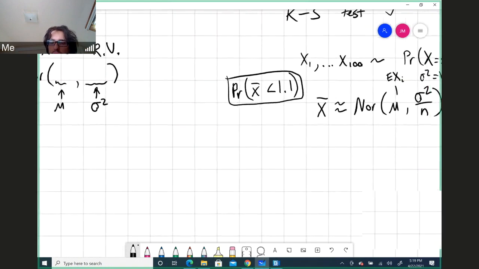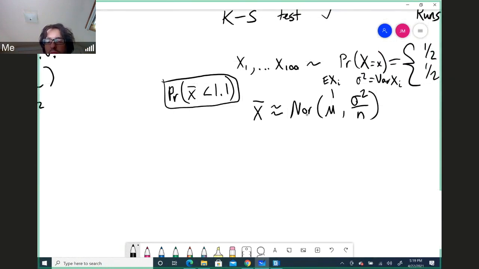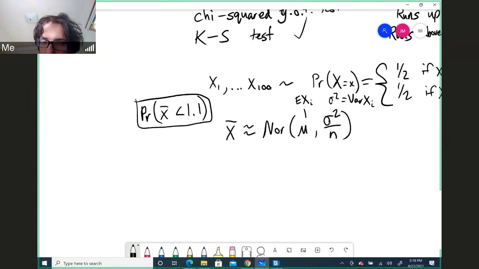But it's a fair point. You can see here we're saying normal mu and sigma squared over n. This is sort of abusive notation, because the sigma squared we show here is not the variance of the normal. This whole expression, sigma squared over n, is the variance of the normal. And likewise, this whole expression is the mean of the normal.